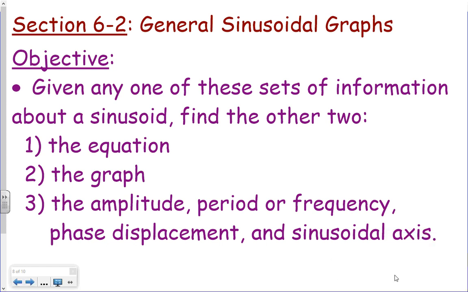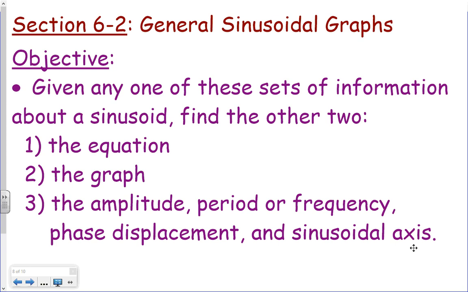All right, open up your book to section 6-2. We're on page 284 in your book, and the title of this section is General Sinusoidal Graphs. Our objective is, given any one of these sets of information about a sinusoid, to be able to find the other two. So whether you're given the equation, the graph, or the amplitude, period or frequency, phase displacement, and sinusoidal axis, given any one of those, be able to find the other two.